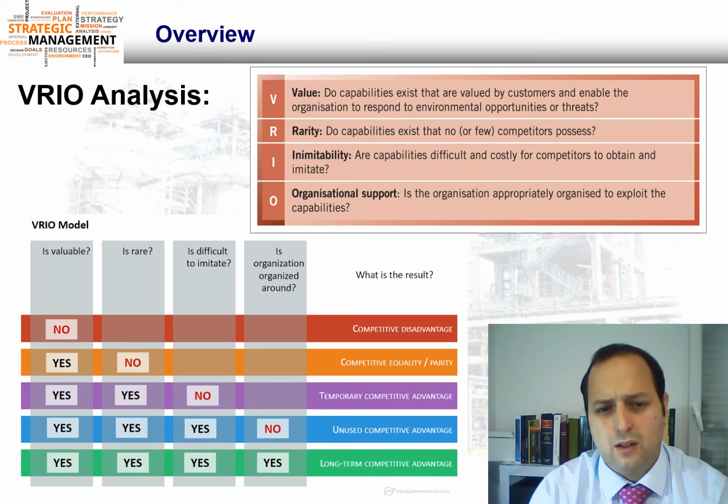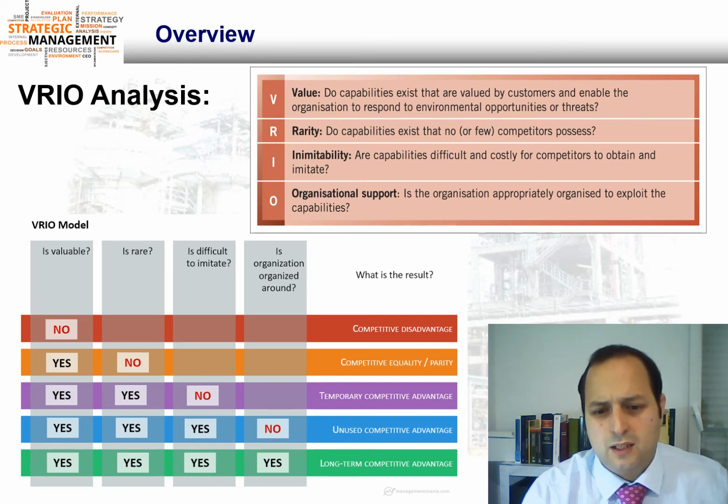And if we do not have any of those 4 factors, we are not going to have a sustainable competitive advantage. What will happen, for example, if our competitive advantage is not valuable? In that case, we do not have a competitive advantage, we have a competitive disadvantage. What will happen if we have a valuable competitive advantage, but it's not rare? In that case, we will have a competitive parity because other competitors already have the same competitive advantage.